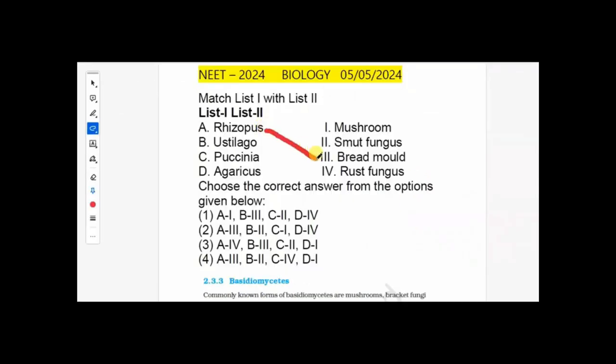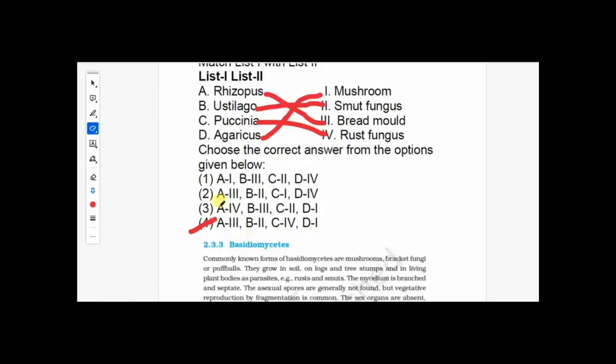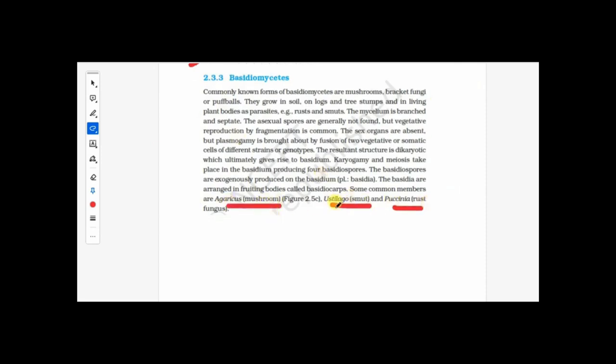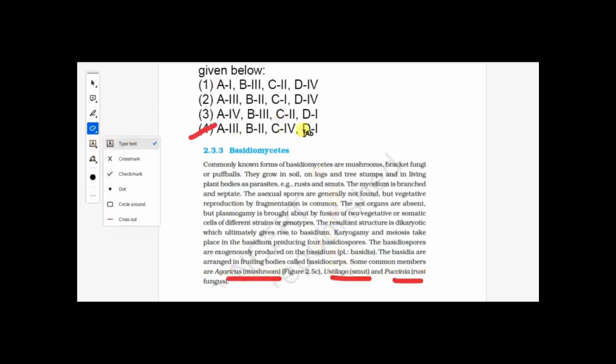Rhizopus is option 3, bread mold. Ustilago is 2, smut fungus, and Puccinia is 4, rust fungus, and Agaricus is option 1, our mushroom. So 3, 2, 4, 1, and it is option 4. From the chapter known as Biological Classification, you can see the Basidiomycetes topic and the examples down here.